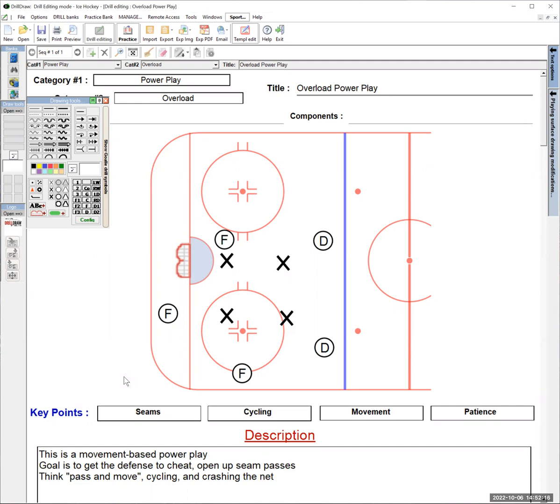So when we think about this offense and taking advantage of seams, this is pass and move, working on cycling, working on crashing the net. So these are the key principles that we want to talk about.